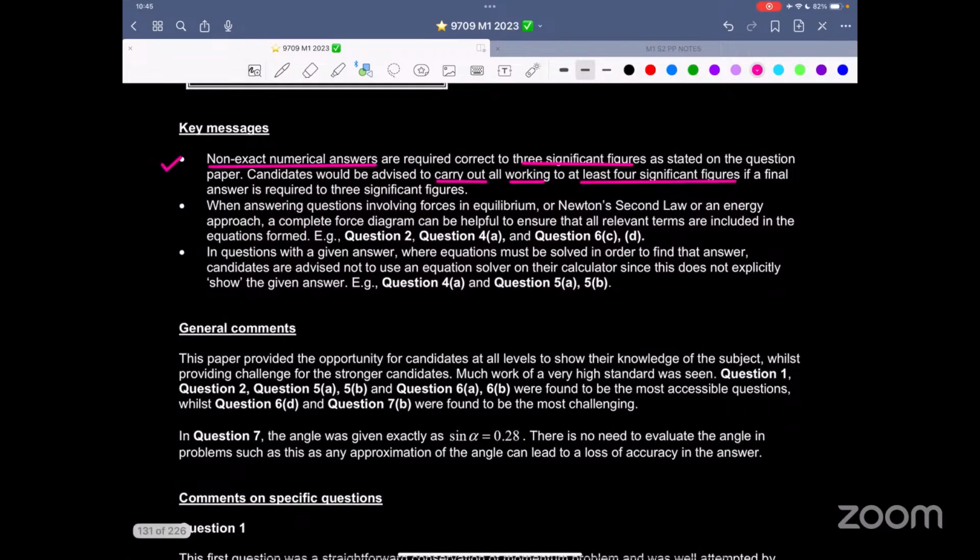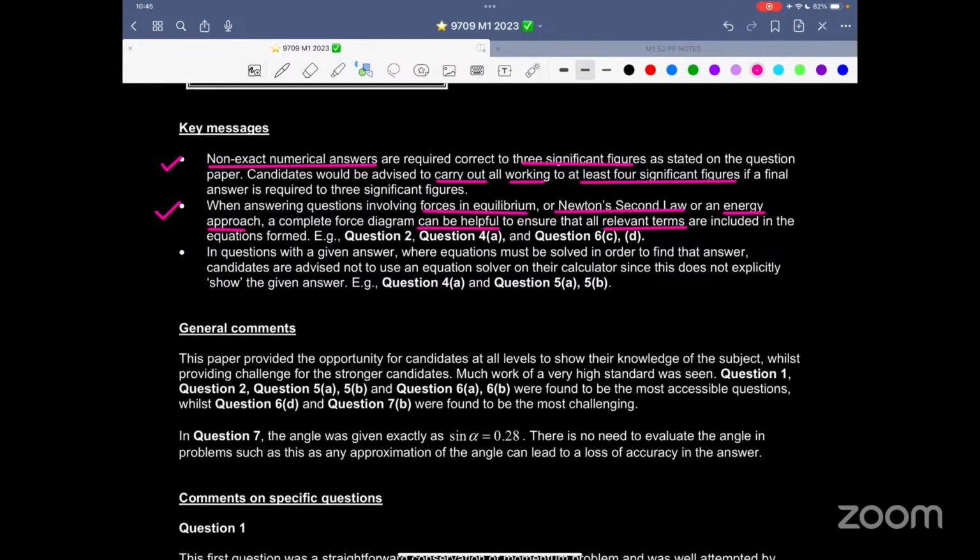The next thing: when answering questions involving forces in equilibrium, Newton's second law or an energy approach, a complete force diagram can be helpful. They are not forcing it onto you, but they are saying it can be helpful. I totally agree with this. All relevant terms are included in the equations, and they are referring to those questions.